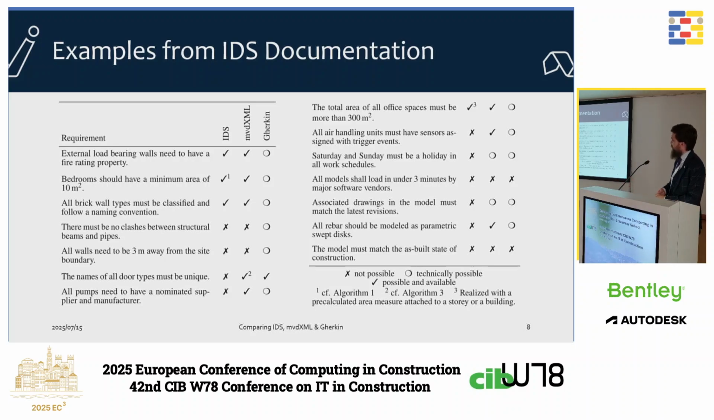But on the other hand, for example, that you cannot specify in either IDS or mvdXML, the fourth one there on the left, there must be no clashes between structural beams and pipes. None of them do geometrical requirements. You cannot express that. But then the one second to last, the name of all door types must be unique. This is something that you cannot express with IDS because there's no uniqueness type of requirement, but mvdXML allows for that with its grammar.